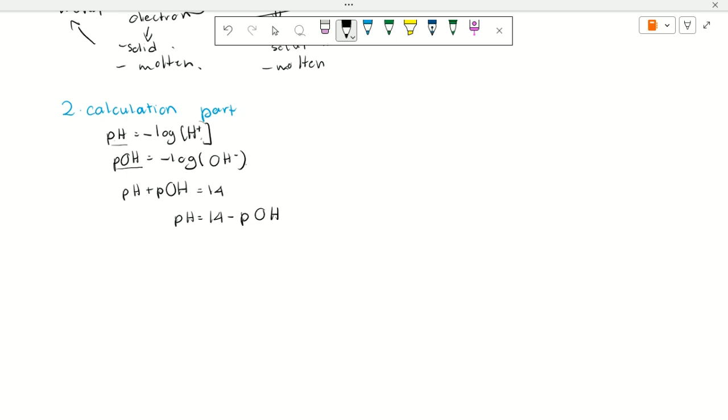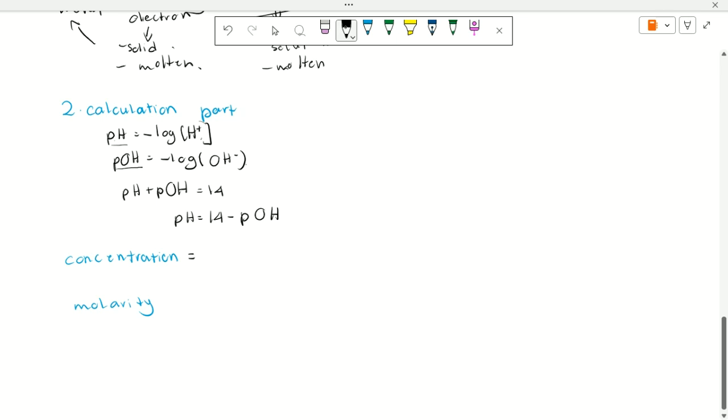Okay, so the next one is, we are moving to concentration and molarity. What is this? Before we understand what it is, let's look at the formula first.